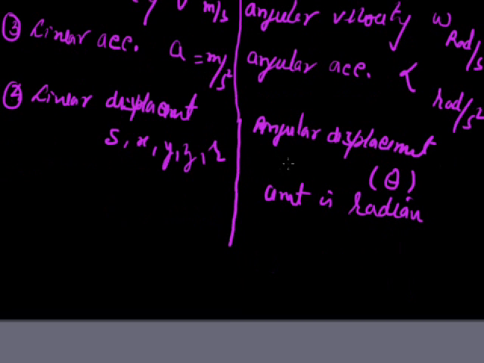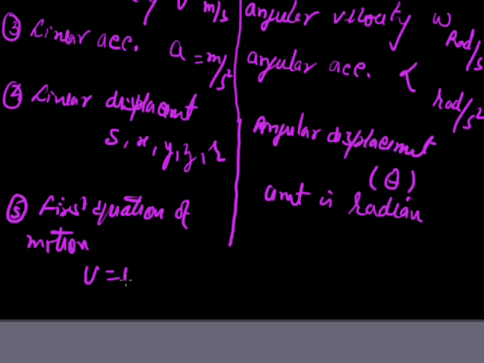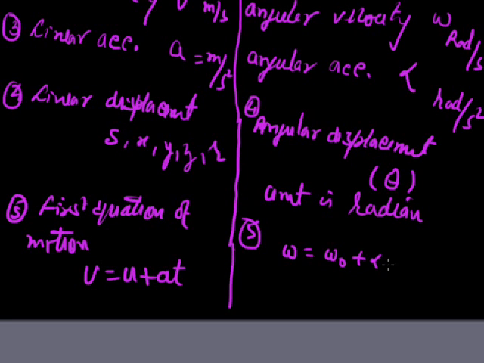Now we can also write the equations of motion. First equation of motion is v equals u plus at. Here, omega equals omega naught plus alpha t. Here omega naught is initial angular velocity, omega is final angular velocity.